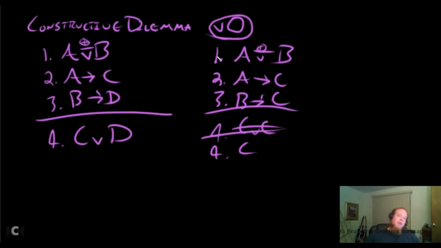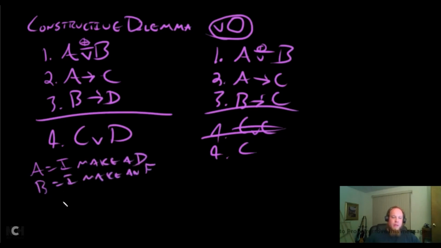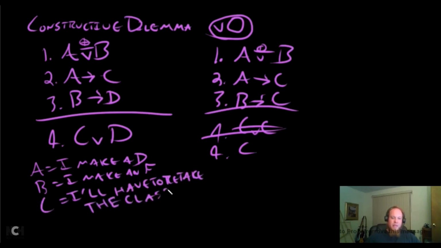So let's take a look at an example of a version on the right. Let's say we've got A stands for I make a D, and let's say B stands for I make an F. Let's say C stands for I'll have to retake the class. So if I plug in these variables here, what that gets me is this. I make a D or an F. Now, it'd be hard for that to be inclusive. I make a D and an F.